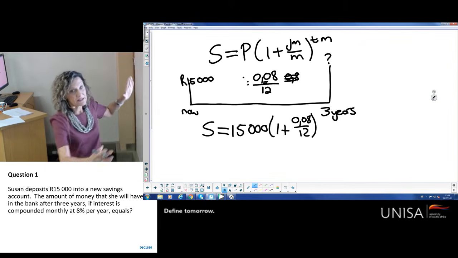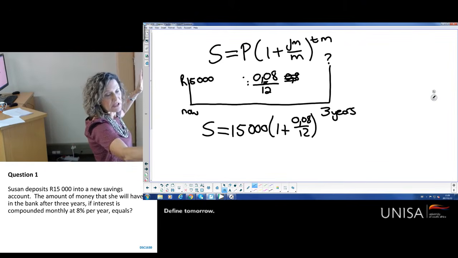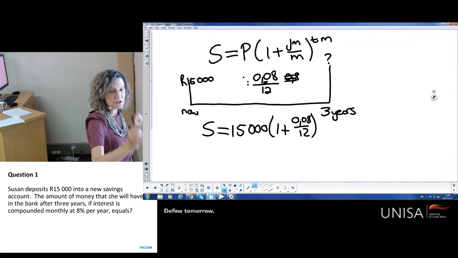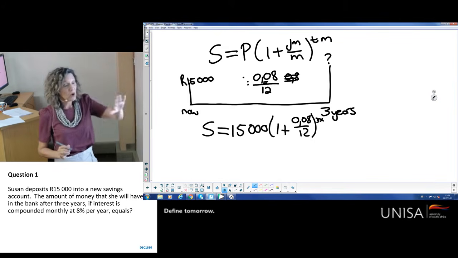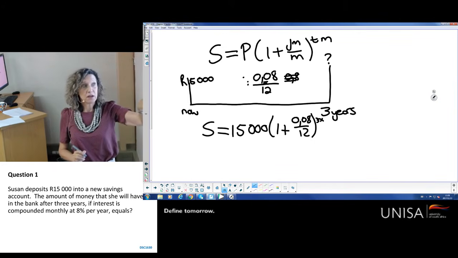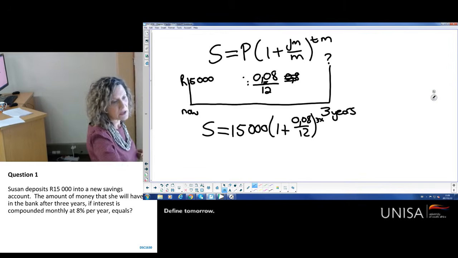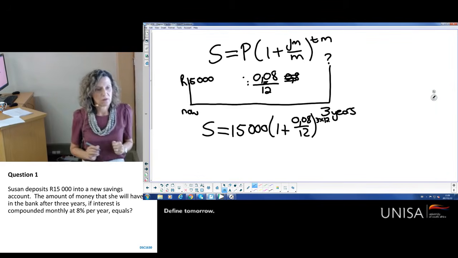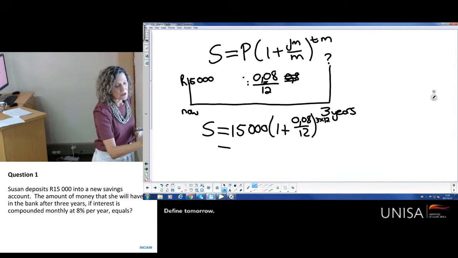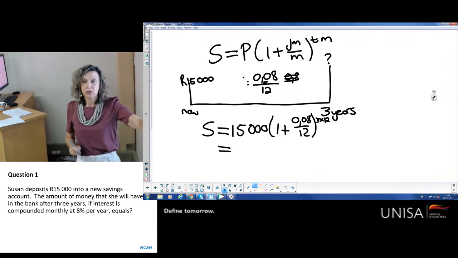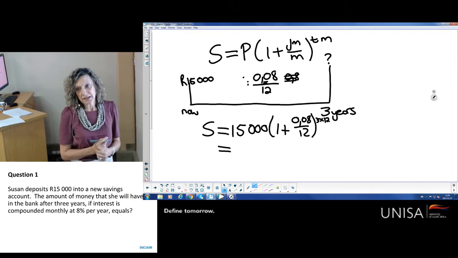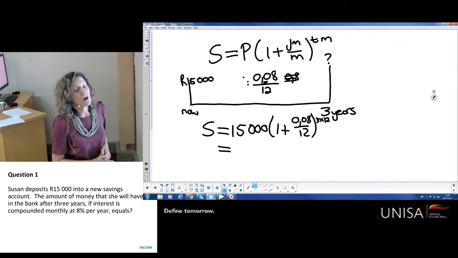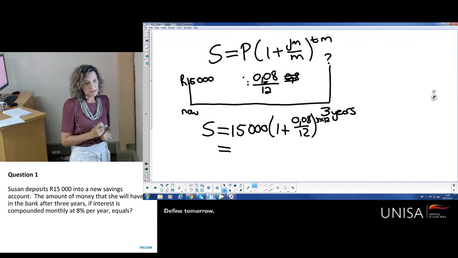To the power of T. What is the time period? It's 3 years. So T is already in years. So it's to the power of 3 times M. And what is M? M is how many compounding periods in 1 year? It is 12. Right. Now, you can use your calculator in normal mode by just entering it as it is, or you can make use of your financial calculator keys.